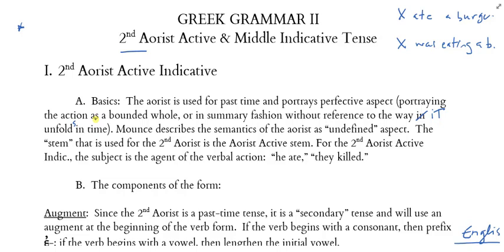I don't really like that term personally, but that's what he uses, so just be aware. I do like perfective, and that is more linguistically sensitive term. The stem that is used for the second aorist is the aorist active stem. And for the second aorist active indicative, the subject is the agent of the verbal action. He ate, they killed. Okay, so the subject's performing the action here.